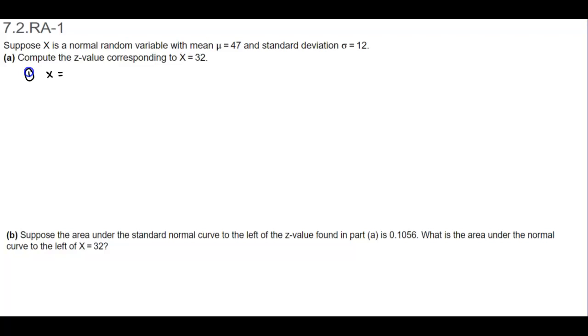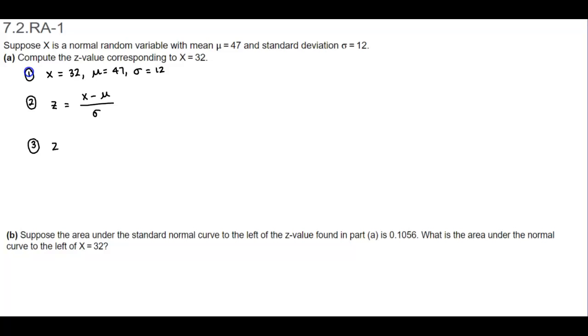We know that x is equal to 32. We know that our mean is equal to 47. And we know that our standard deviation is equal to 12. The formula to find the z-score, or the z-value, is equal to x minus mu over the standard deviation. And it's important that the x is written first in the numerator and then subtracting the mean. So therefore, let's go ahead and solve for that.